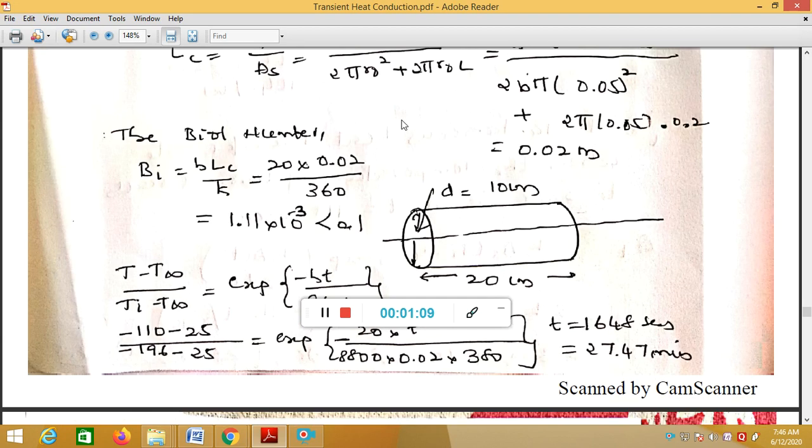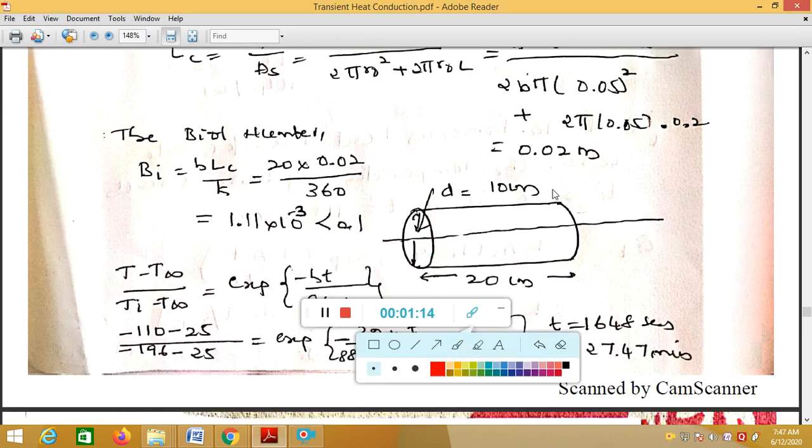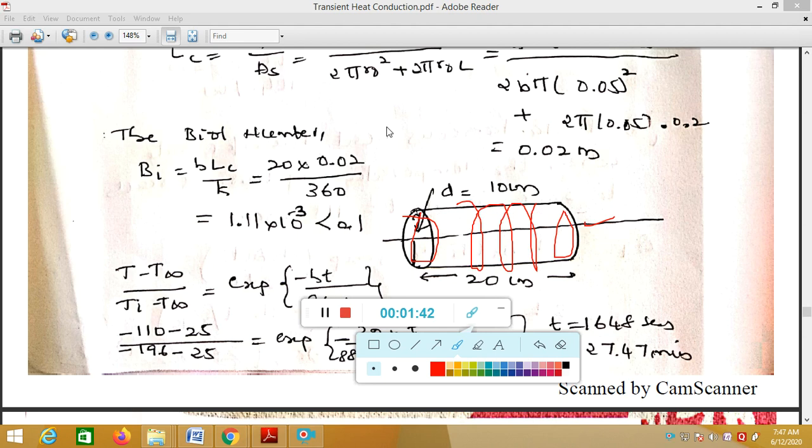What is the volume of this cylinder? Pi r square L. The surface area of the two end faces is 2 pi r square, and the lateral surface area of the cylinder is 2 pi r L. So the total surface area is 2 pi r square plus 2 pi r L.